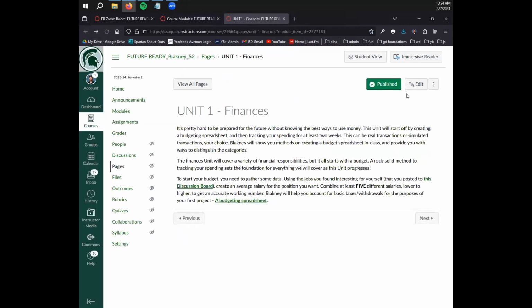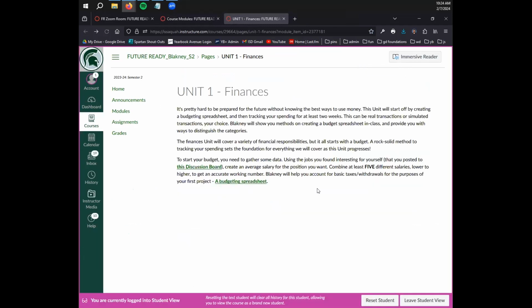So unit 1 is focused around finances in general, because it's pretty hard to understand how your future could pan out or experiment with different things that you might be interested in without having a solid grip on where the money is coming and going in your life.